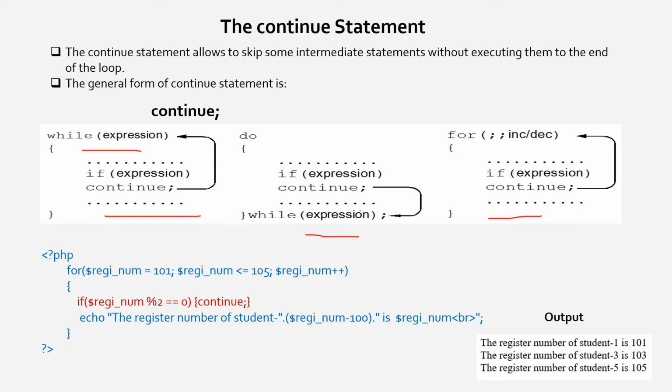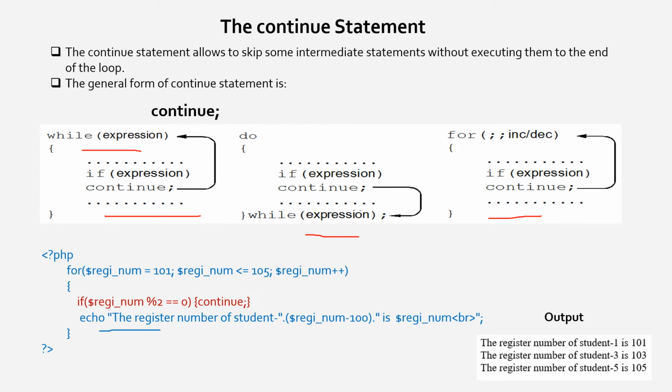So if it is there, the remaining things will not execute, and the loop will start again, that counter will be incremented by 1, and again the loop will be executed. That is the thing. For understanding this, let's consider an example. This is the example for that.